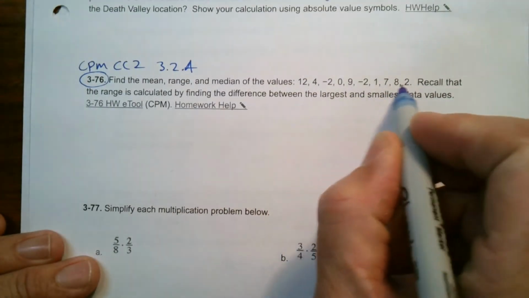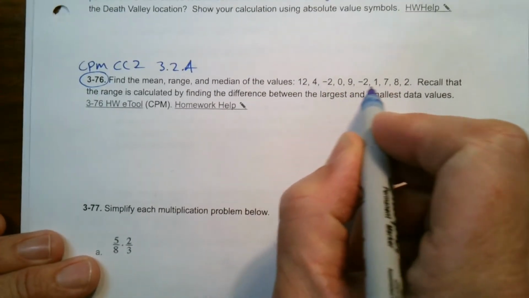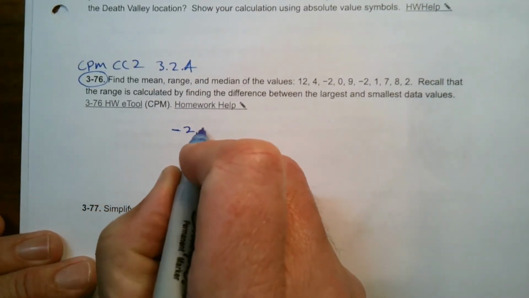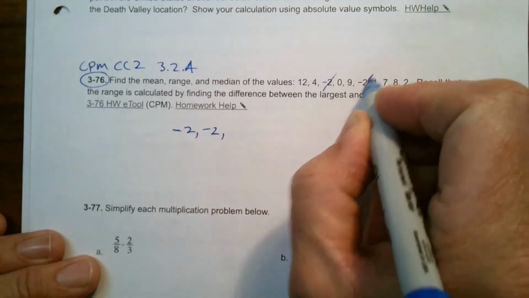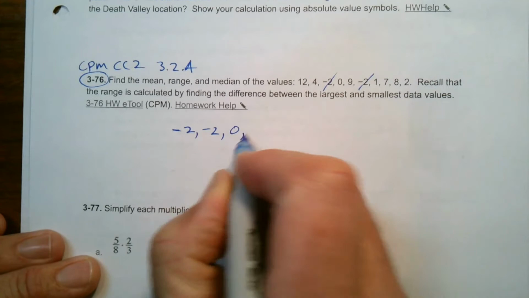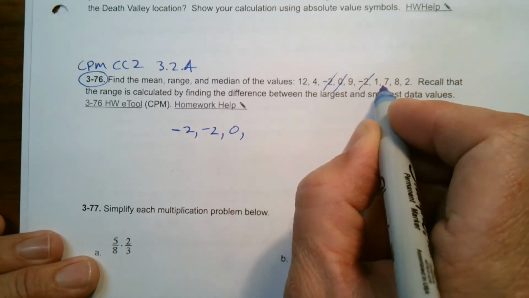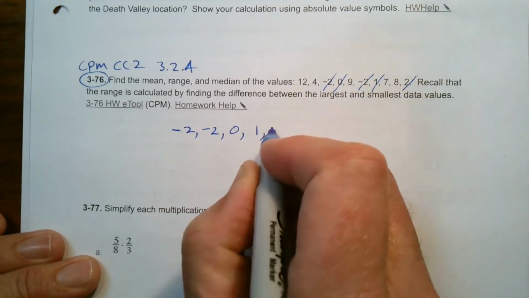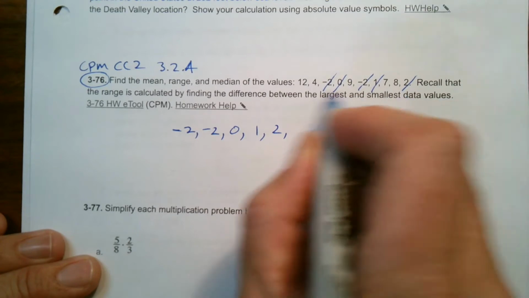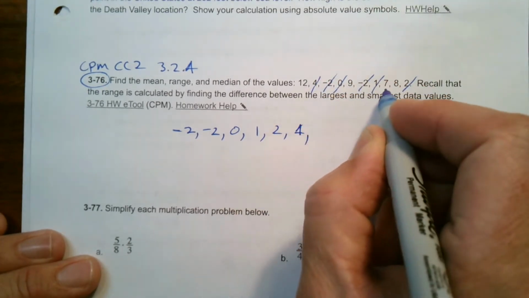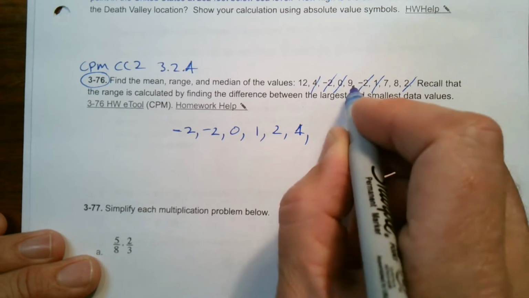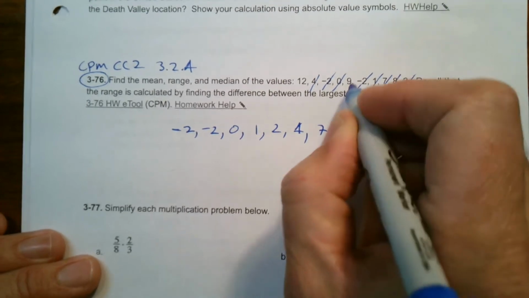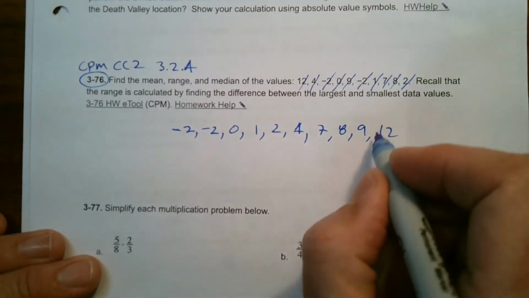So we're going to start with the smallest, right? So we have some negative values. It looks like our smallest negative is -2, and I have two of them. So -2, -2. I'm going to cross them off as I go. Then I've got a 0. Then a 1. And then the next looks like a 2. And then after 2, looks like a 4. And then what do I have left? I have the 7, 8, 9, and 12. I think I got them all. Okay, so there we are.